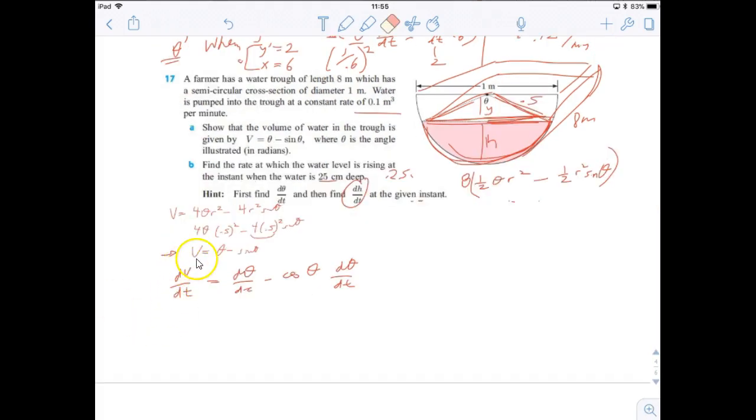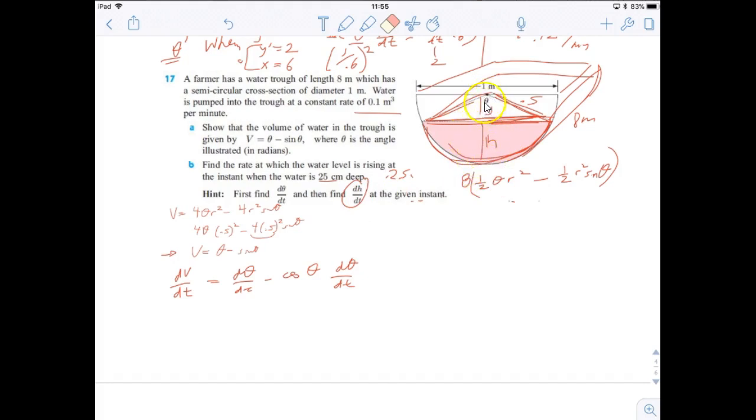So now we have an equation we can take the derivative of to introduce dV/dt and d theta/dt, which we kind of want as part of our relationship here. So we take the derivative of the left side. Derivative of V is dV/dt. The derivative of theta is d theta/dt. The derivative of negative sine theta is negative cosine theta d theta/dt because of the chain rule. Okay? So now we have this expression, and we know a lot of the pieces that go into here. The hint says first find d theta/dt and then find dh/dt at the given instant. Okay, so we haven't even talked about h yet, but h would be like the height of the water here.